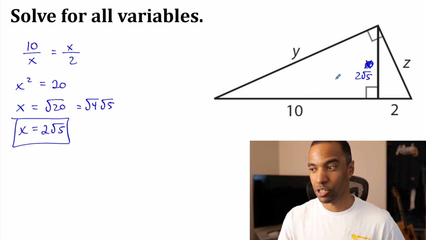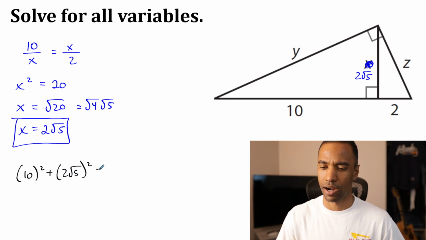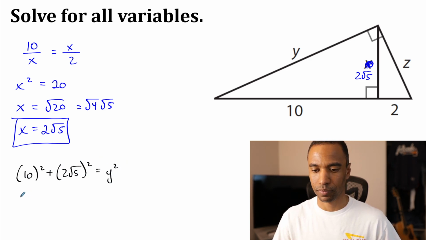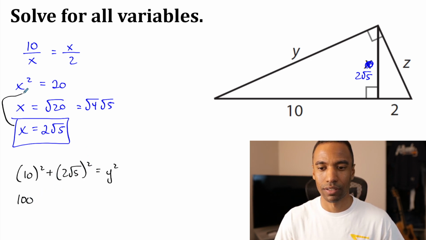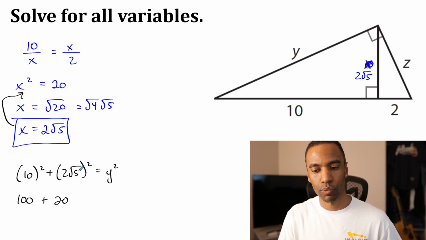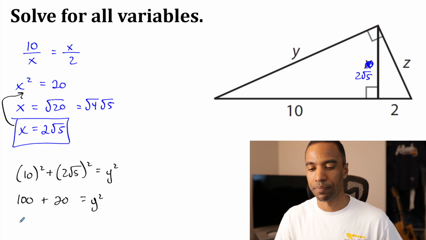We use the geometric mean to figure out that part without needing to redraw all these triangles here. And without needing to redraw all the triangles, just for this one at least, I'm going to use Pythagorean theorem to find y and z in their own respective right triangles. In y, I could say that 10 squared plus 2 root 5 squared equals y squared. 10 squared is 100. What's 2 root 5 squared? Well, it's 20. Right? 2 squared is 4. Root 5 squared is 5. 4 times 5 is 20. So that's 120 equals y squared.